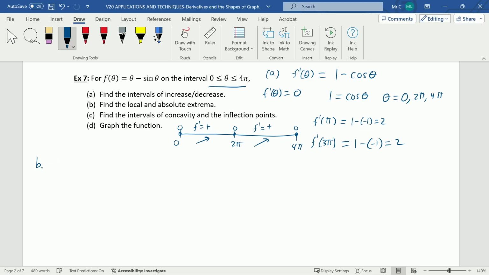Okay, that's part A. About part B, find the local and absolute extrema. Well, here, what do we notice? F prime does not change sign. It stays positive the whole time, so there are no local extrema.